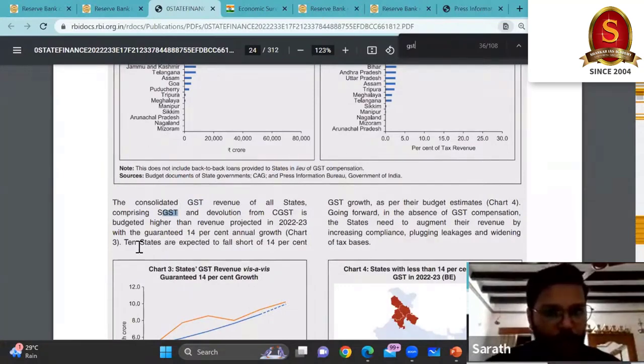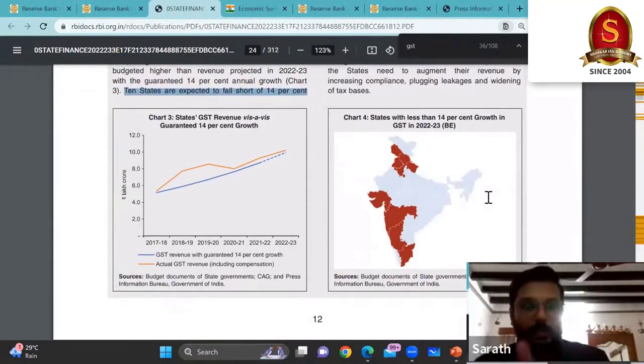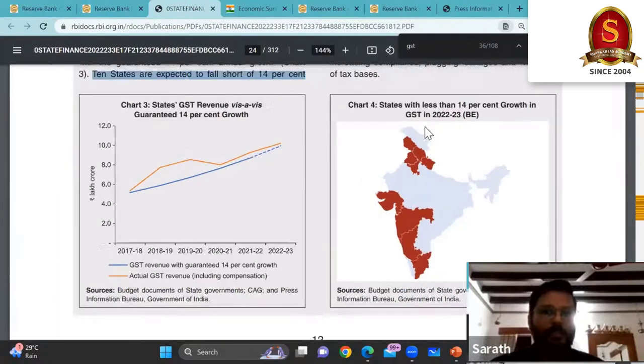Okay. So 10 states are expected to fall short of 14% GST growth as per their budget estimates. The data is given here. So why is that important? Because look at this. There is an image that is associated with it. States with less than 14% growth in GST in 2022-23. Okay. So all that you need to know.